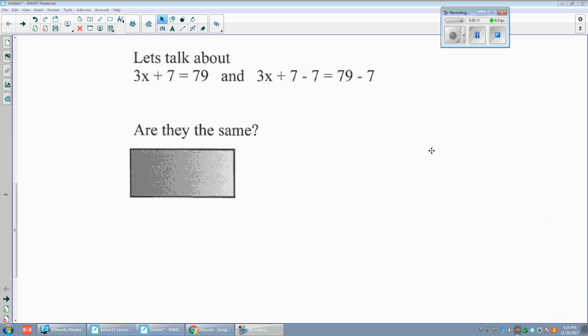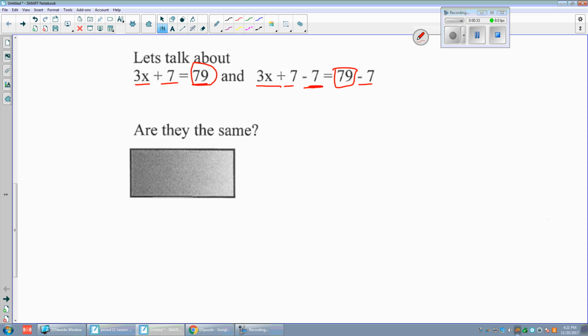Let's talk about this problem right here. Are they the same? In other words, is x the same solution in both of them? Let me see. I have 3x and 3x. I have plus 7 and plus 7. So far, it looks the same, but this has some more stuff. It says minus 7. If it equals 79 over here, oh wait, it equals 79 minus 7.